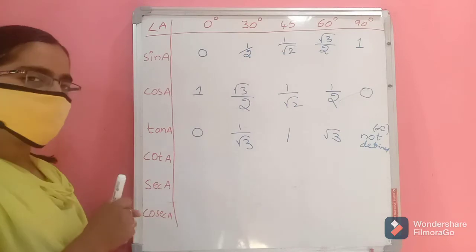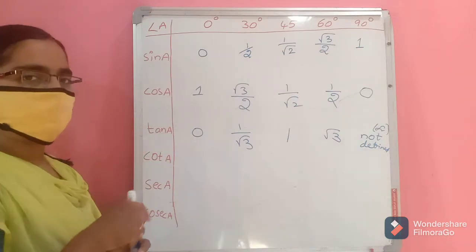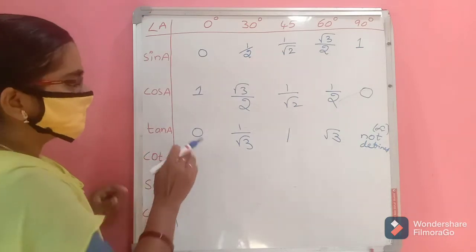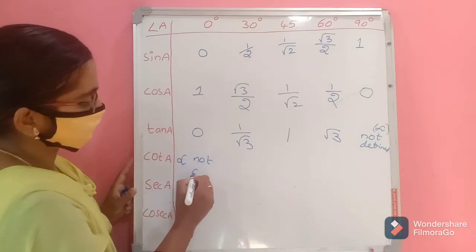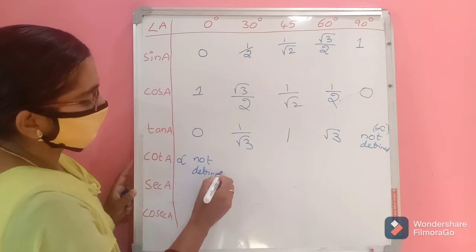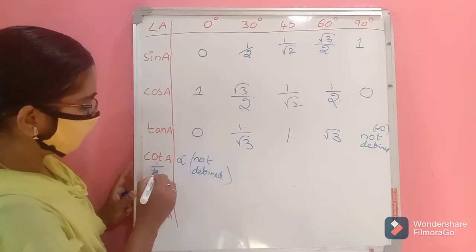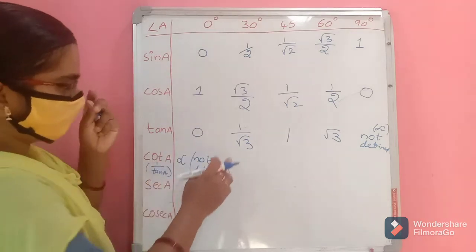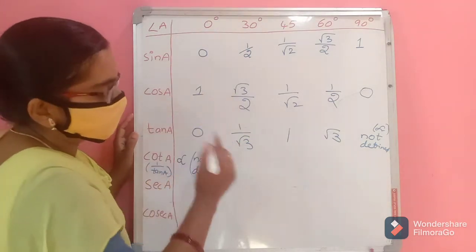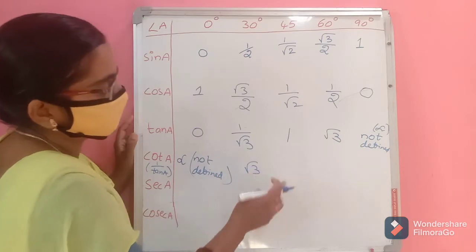Next, cot. Cot means reciprocal of tan. Cot means 1 by tan. So, 1 by 0 is infinite, not defined. Cot means 1 by tan. So, 1 by 0, not defined. 1 by root 3, its reciprocal is root 3 by 1, which means root 3.